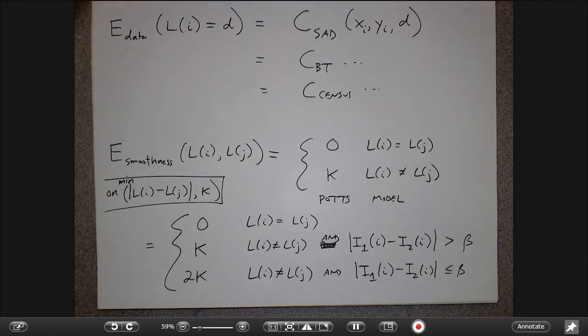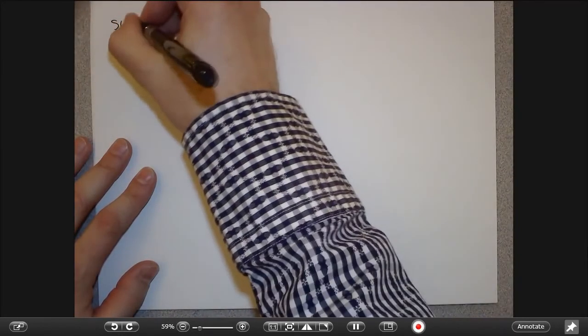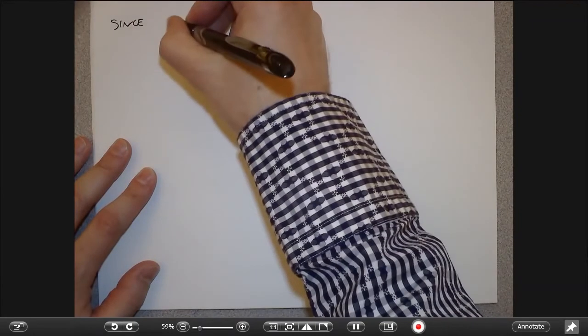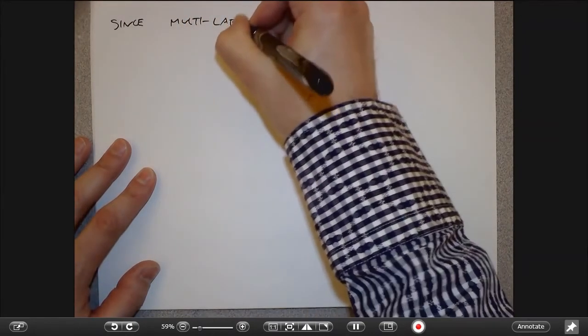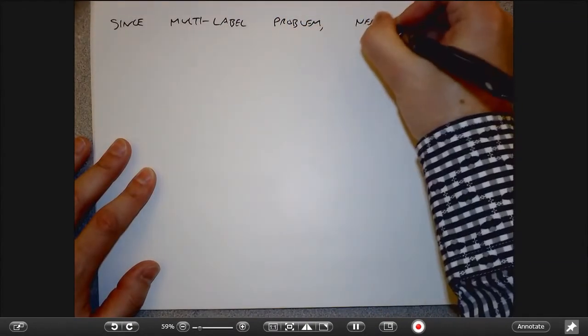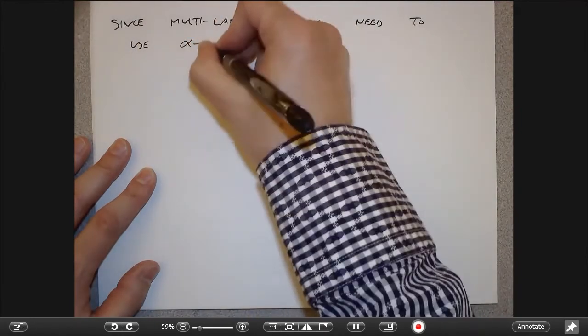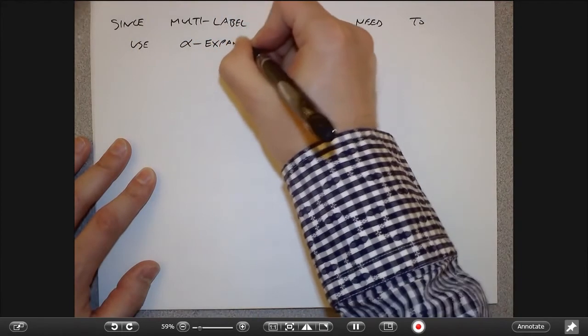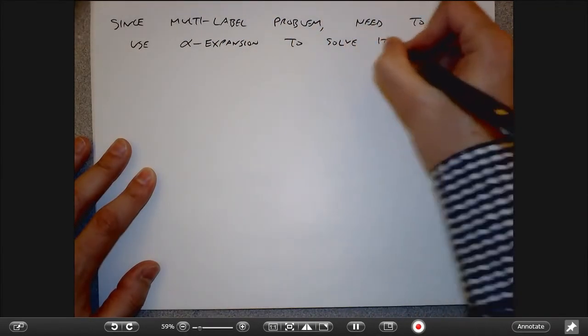Now, one thing I'll say is that, again, to solve this problem, since it's a multi-label problem, we need to use alpha expansion to solve it with graph cuts.